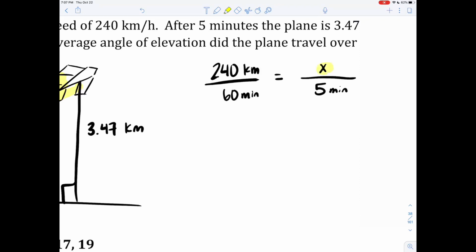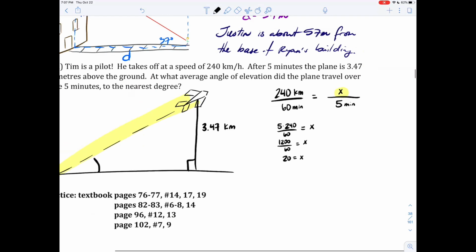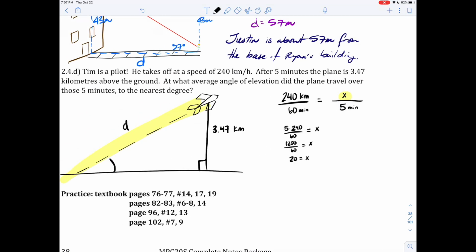Well, and of course we could isolate for x. Right now, x is being divided by 5. So to undo the division by 5, we can multiply both sides by 5. So we get 5 times 240 over 60 is equal to x, which gives us 1200 over 60, which gives us 20. So we know that this distance here is going to be 20 kilometers.